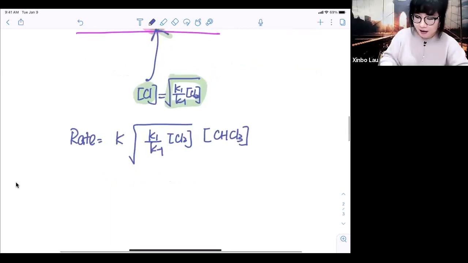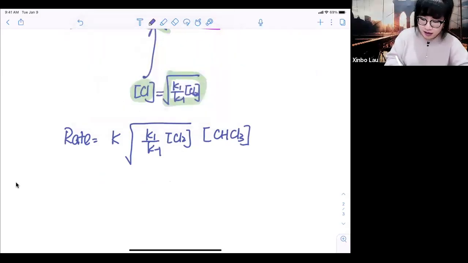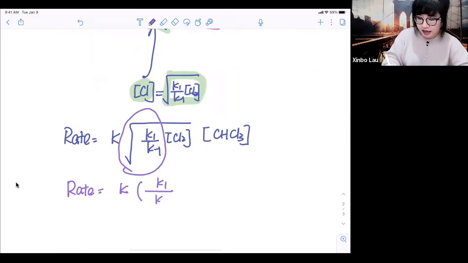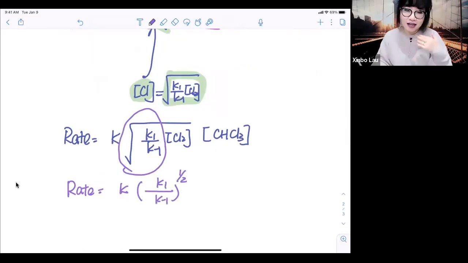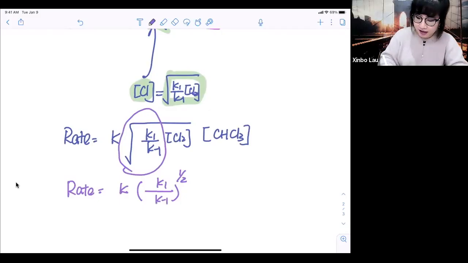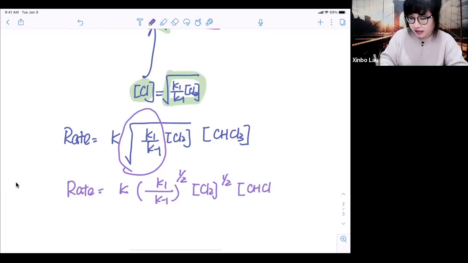Let's also try to express the rate constant. Let's look at it. You have K, and this under square root, essentially you can express it as K1 over K negative 1, square root, which is also the same thing as raised to the power of 1/2. I hope everyone understands that as well. So that's what we have. And then the concentration of Cl2 to the power of 1/2, times the concentration of CHCl3.